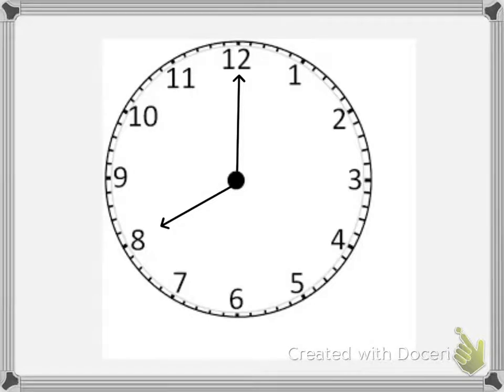So on this clock I have 8 o'clock. What time will it be 1 hour from now? Well, 1 hour from now it would be 9 o'clock, right? Because we'd go from the 8 to the 9. All right, let's go back to 8 o'clock.